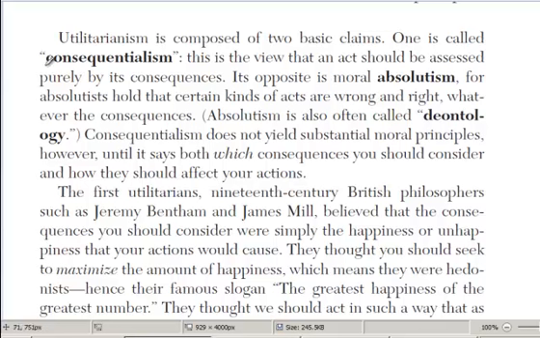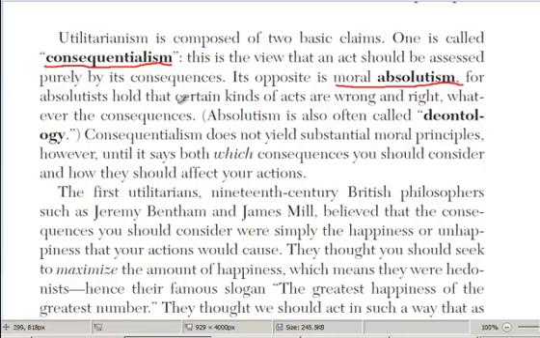So what is utilitarianism? Well, first off, it's one type of consequentialism. And consequentialism is any theory where the focus is on the consequences of the action, not the nature of the action itself. Moral absolutism is the category of theories that do focus on the nature of the actions themselves.